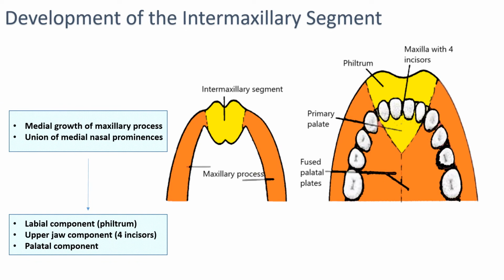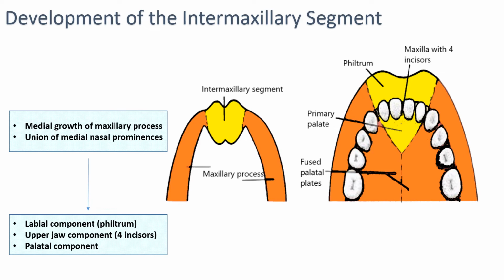So I mentioned that the intermaxillary segment arises because you had the medial growth of the maxillary prominences, and eventually that allowed for the maxillary prominences to fuse with the medial nasal prominences. I also shared that the intermaxillary segment is primordial in nature, but what actually remains are its components. So what are these components? I've summed up its three components in this box on the lower left.